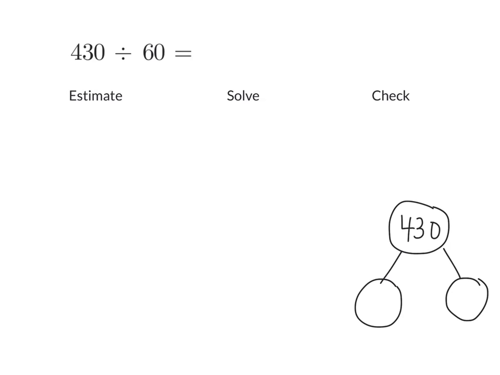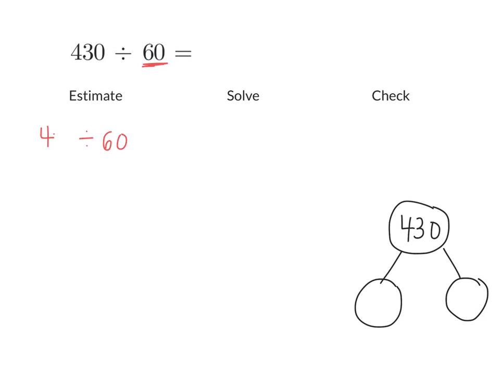Do we need to round our divisor, or is it already easy to work with? It's easy to work with. So we'll keep it there. What whole is compatible or goes along easily with 60? Does 430 go along easily with 60? No. Is there a number that's pretty close though that would go along easily? Yes? Okay, Aradna.